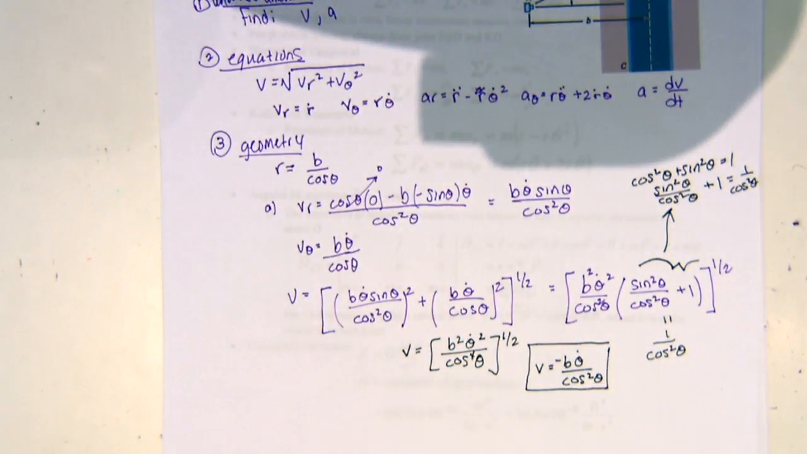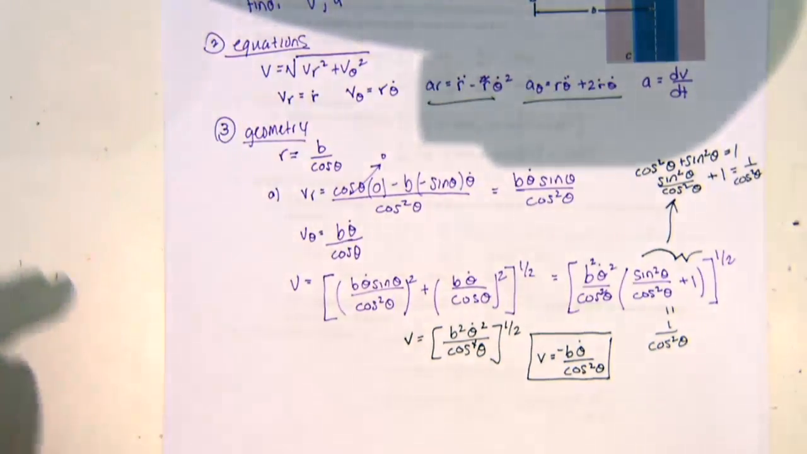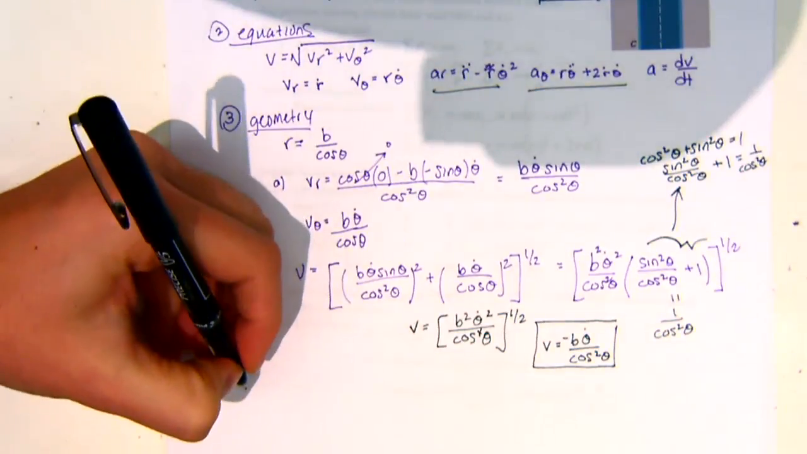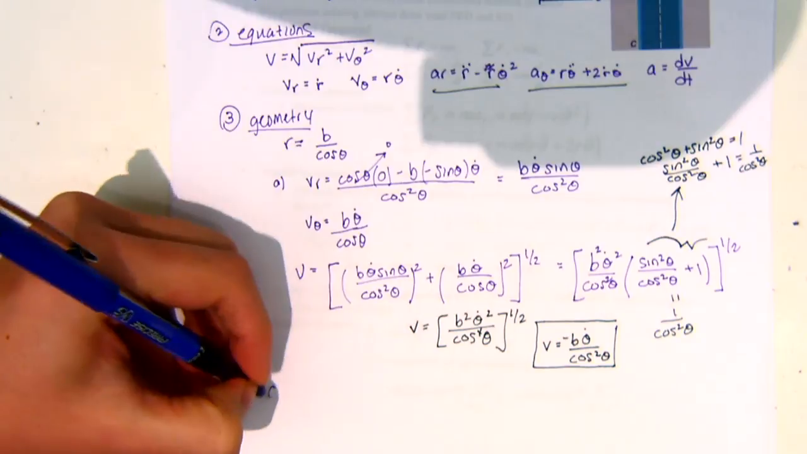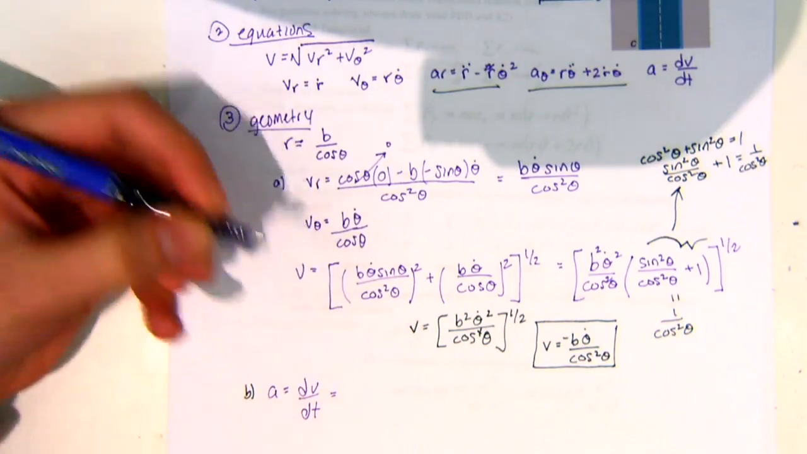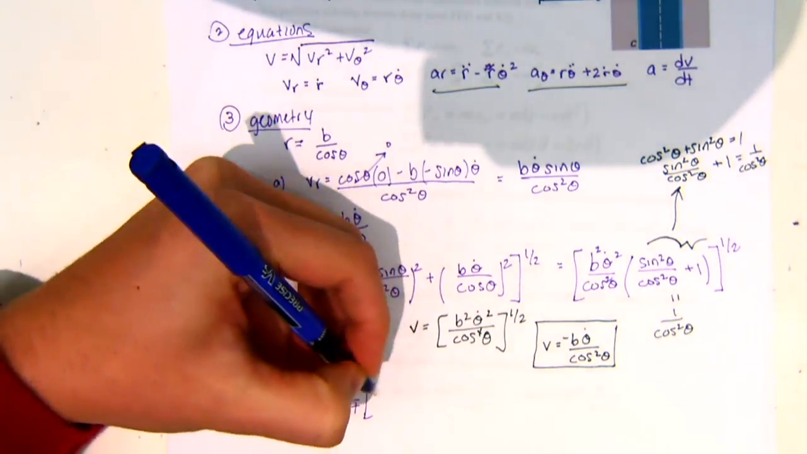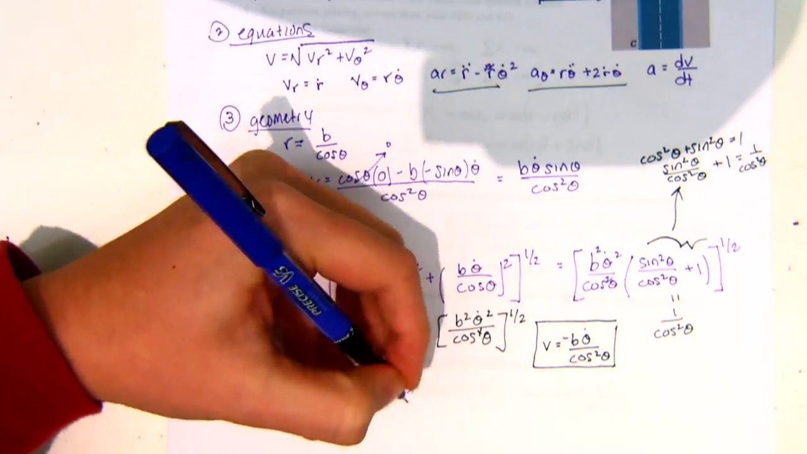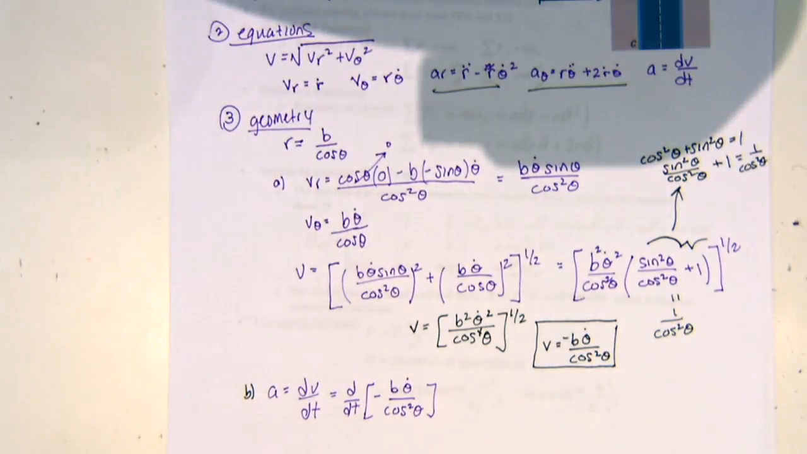Now we already said that there's an easier way to find the acceleration rather than plugging it into these two equations. We can just take the derivative of this. So for part B, a is equal to dv dt. So that's the same as saying I have d dt of negative b theta dot over cosine squared theta. Good?